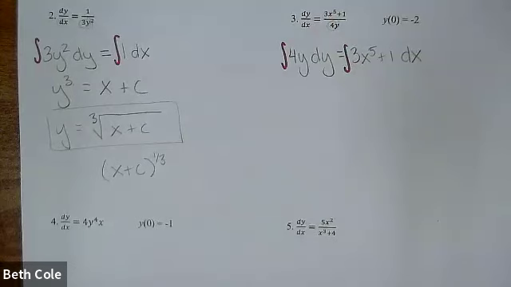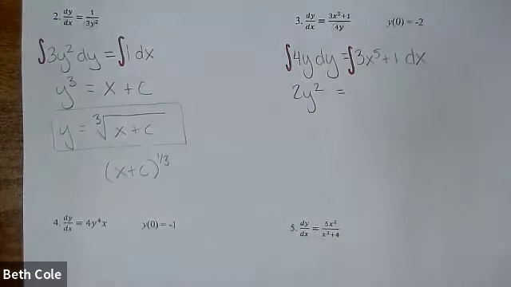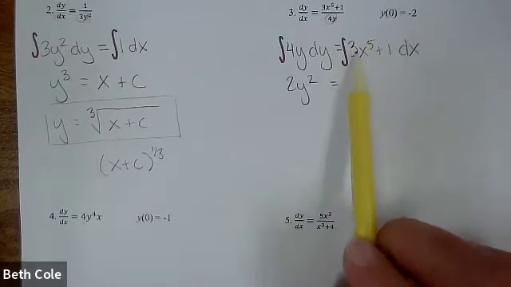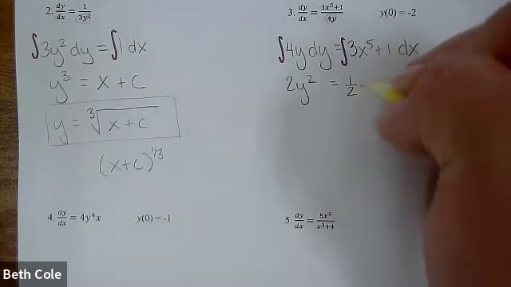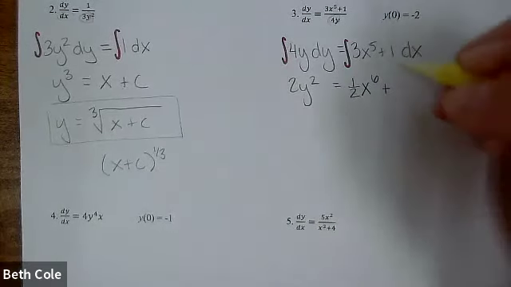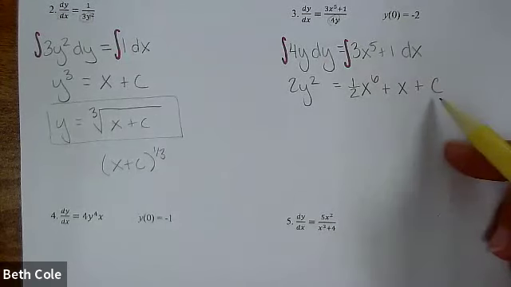So your antiderivative of 4y is 2y squared. Perfect. Equals, now ignore the 3 for a second. You would want it to be 1/6 x to the 6th. But since there's a 3 there, it would be 3/6, which is 1/2. Good. 1/2 x to the 6th plus x plus c.